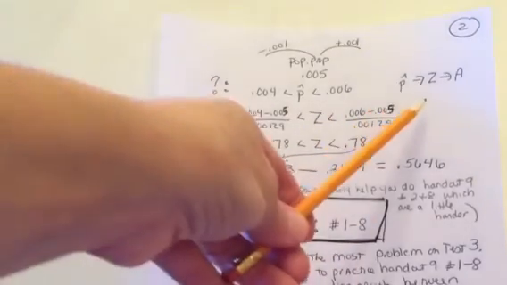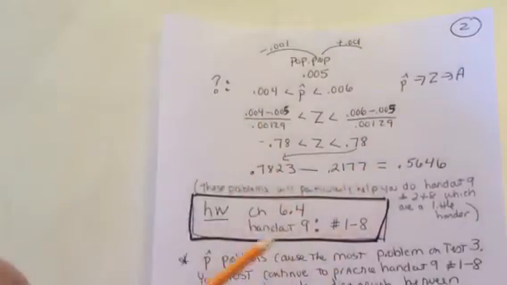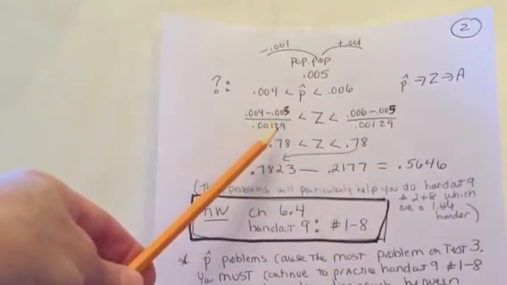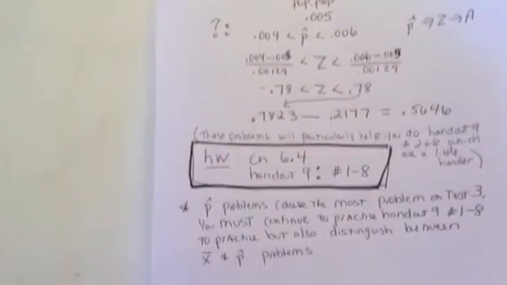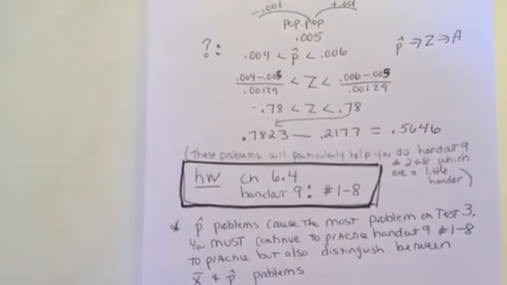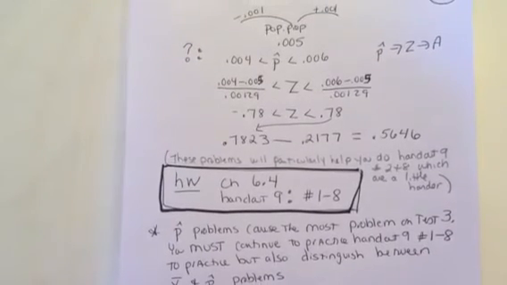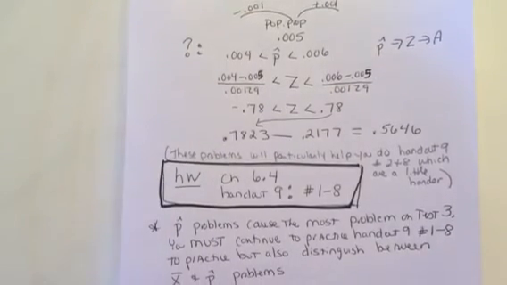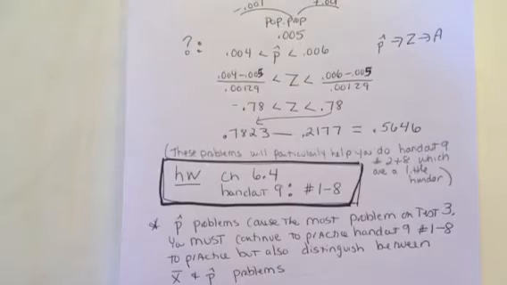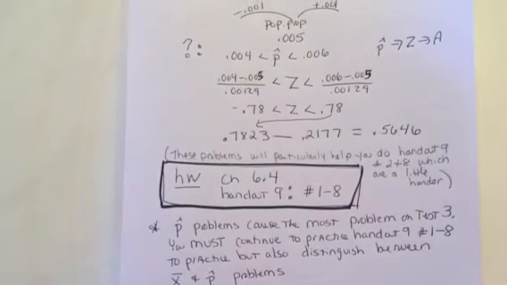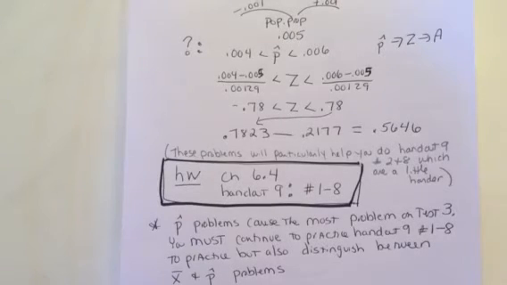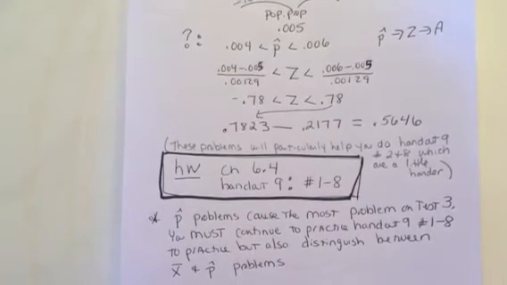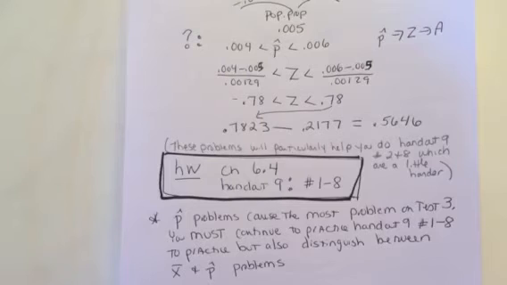Now I can turn p-hats into z's like I've always done. I subtract the mean, divide by standard deviation on both of those. This is our basic stuck in between problem. You should get basically symmetry, the negative 0.78 and the 0.78. Those are z-scores. When you look those up to get the area, you'll get 0.7823 minus 0.2177 equals 0.5646.